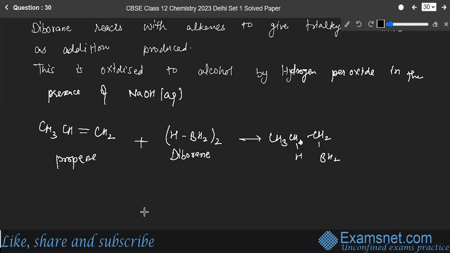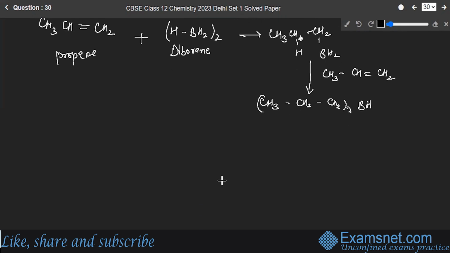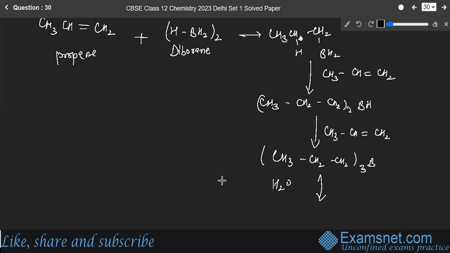This again, in the presence of propene, CH3CH=CH2, gives you (CH3CH2CH2)2BH. Again, in the presence of propene, you have (CH3CH2CH2)3B. Then with water and hydrogen peroxide, hydroxyl ions, it will give you 3 CH3CH2CH2OH plus BHO3. This is propanol.